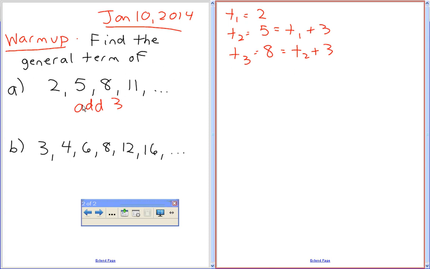Can someone please feel brave and try and get the general term for that? Narcisse, you want to try? Tn equals what? Okay, well, how do we get... Lisa, you want to try? Go ahead. So Tn equals Tn minus 1 plus 3. Good. I've not given enough time, but she's half right. Narcisse, finish it off.